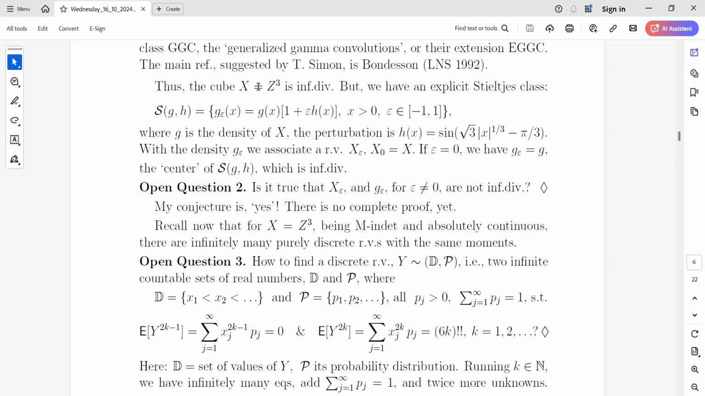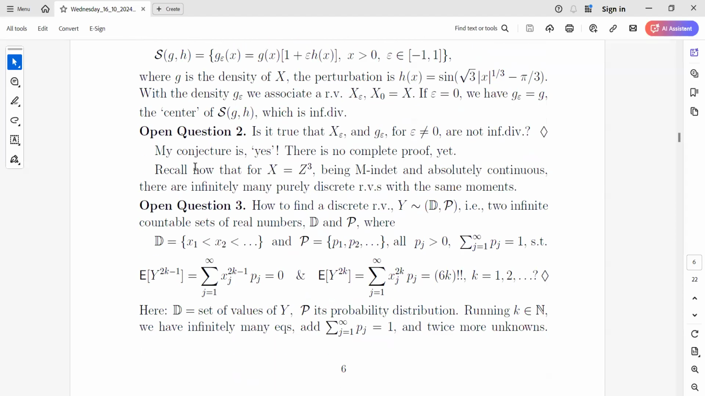So now what we are doing here, so this is the Stieltjes class. Now, this g is the density we know, and this h is the perturbation function. It's a periodic function. We found exactly this one. And now we are interested in what is happening with the elements of this Stieltjes class, because epsilon is running between -1 and 1. Epsilon equals 0 is not interesting.